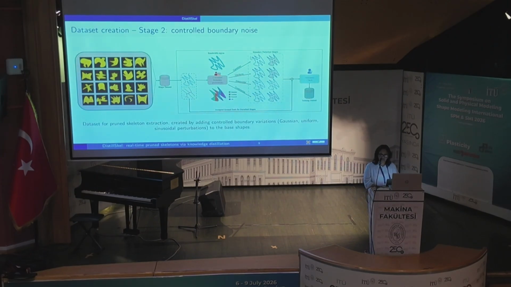After this, we add controlled noise to the boundary. This is also done under expert supervision because adding noise shouldn't add a new feature, thereby bringing in a new medial axis branch. Hence, after we add controlled noise, we maintain the skeleton of the original clean shape. So this gives us an appropriate dataset of noisy shape, clean skeleton pairs.